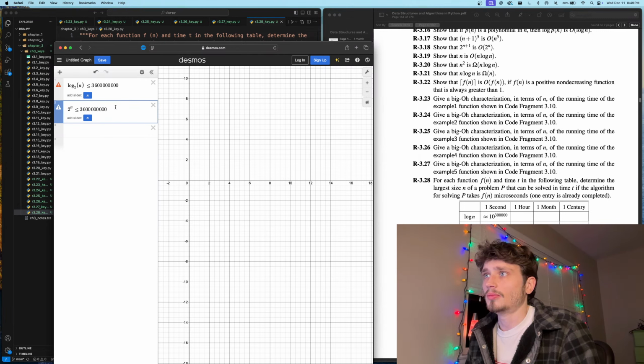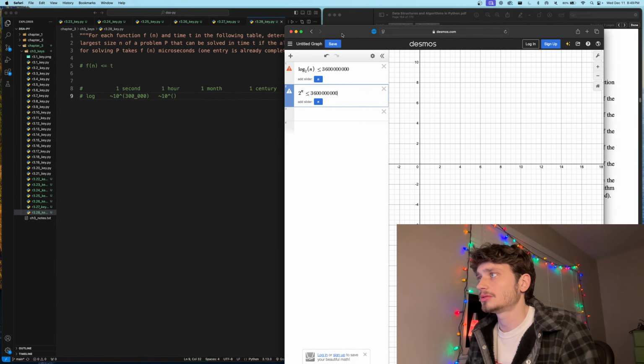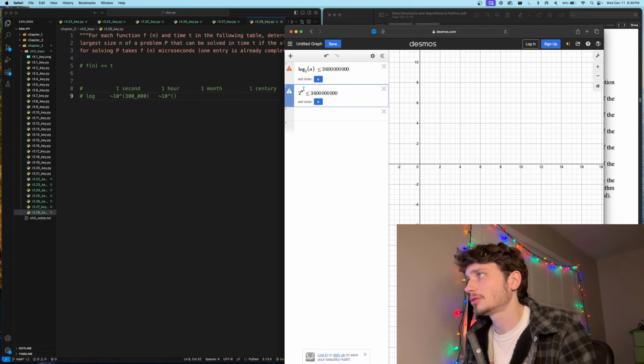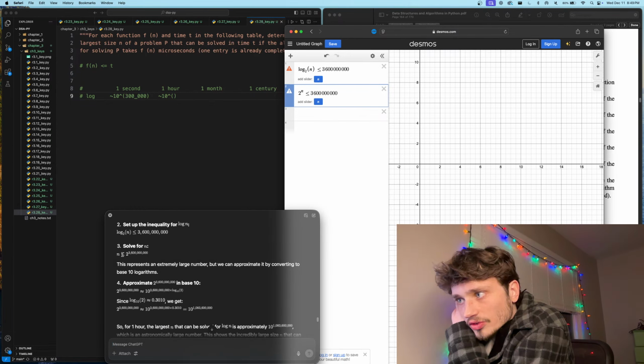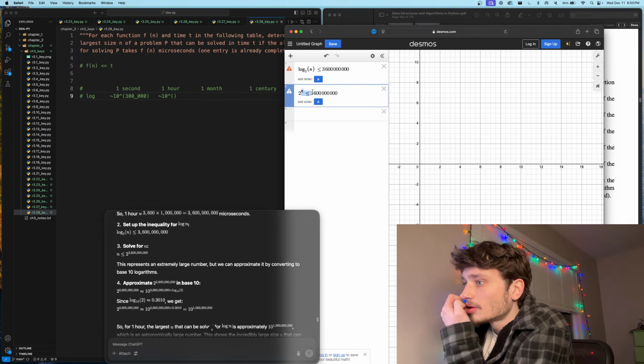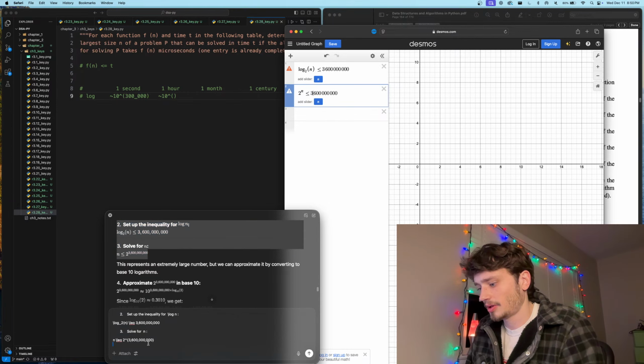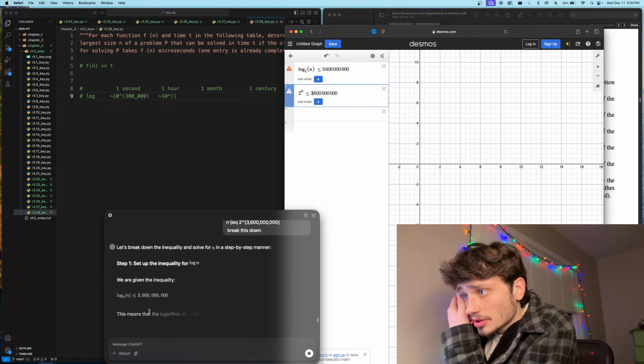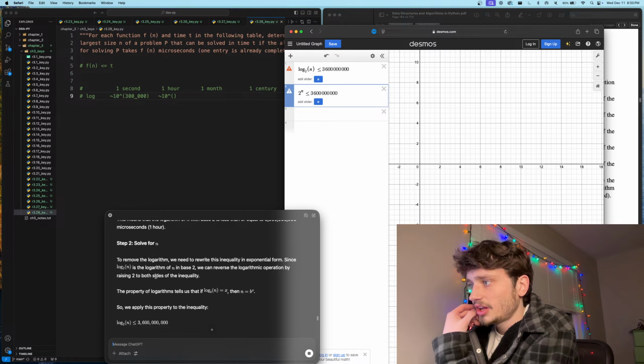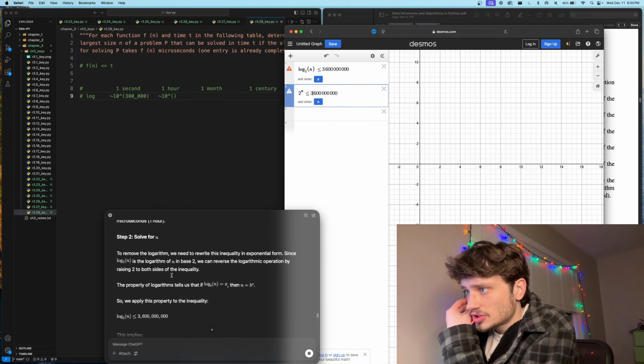Now, what is that? I'm not sure exactly. How do we solve that? So you would just take your log and swap places with n. 2 to the power. I'm going to take this and break this down. Lesson 2. To remove the logarithm, we need to rewrite the inequality in exponential form. Since log 2 n is the logarithm of n in base 2, we can reverse the logarithm operation, raising 2 to both sides of the inequality.